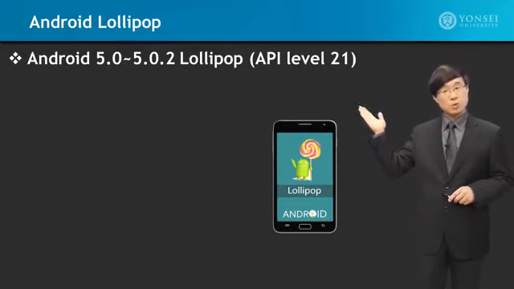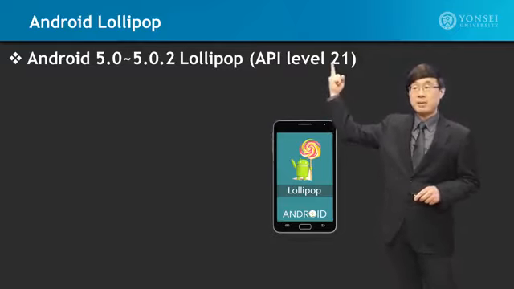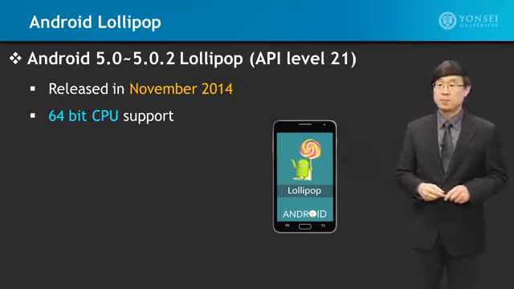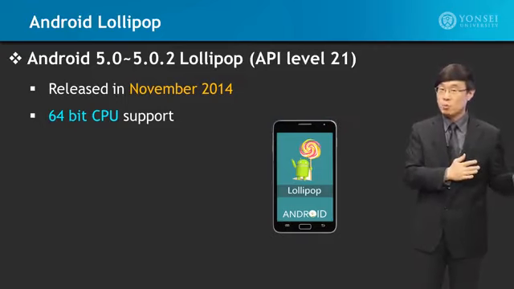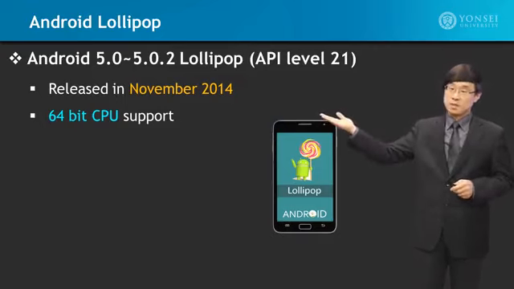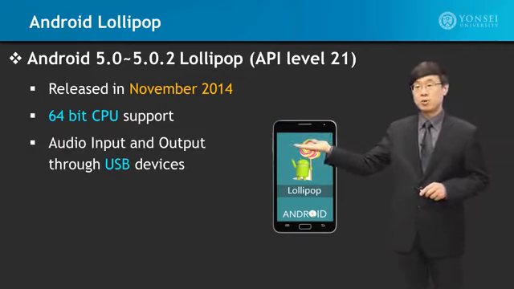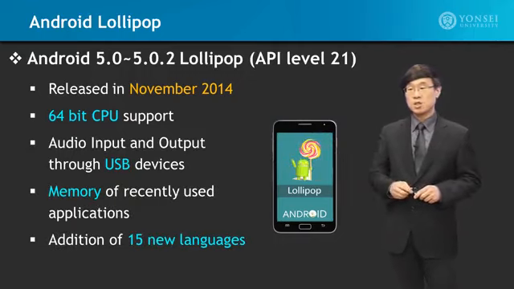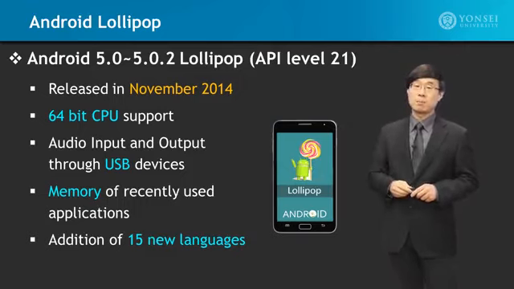First, let's have a short review. Android 5.0 to 5.0.2 is Lollipop. This is the API level 21. And this was released in November of 2014. What were the significant enhancements? Well, 64-bit CPU support was enabled. From the former 32-bit processing architecture, moving on to a 64-bit architecture, this was very important. In addition, audio input and output through USB devices were enabled. Memory of recently used applications were enabled. In addition, 15 new languages were added in API level 21 Lollipop.